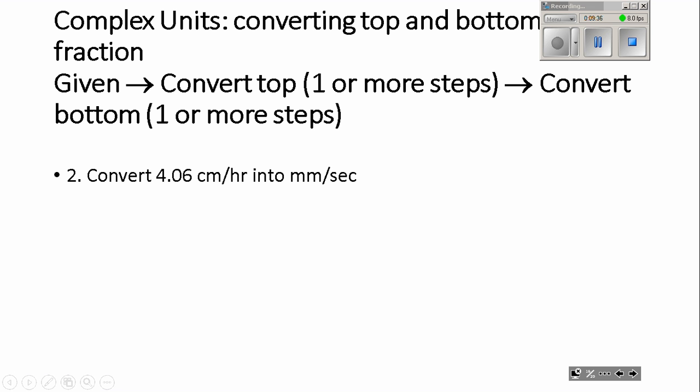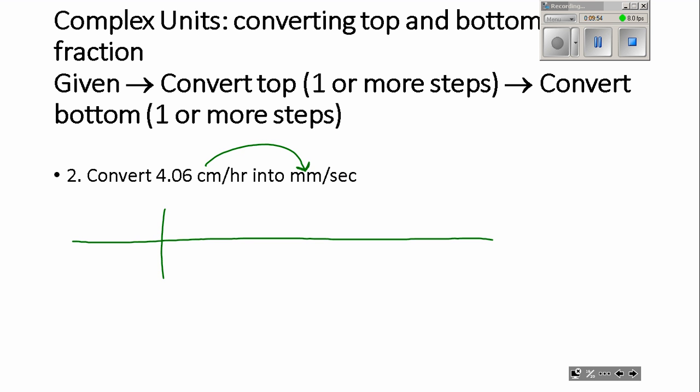Alright, so second one, 4.06 centimeters per hour to millimeters per second. So what I want you to look at is that top unit. We're going centimeters to millimeters. How many steps is that going to take us? Hopefully you're saying 2, because we're going from a prefix to a prefix. So that's going to take us 2 steps. So I'm going to go ahead and chart that out.